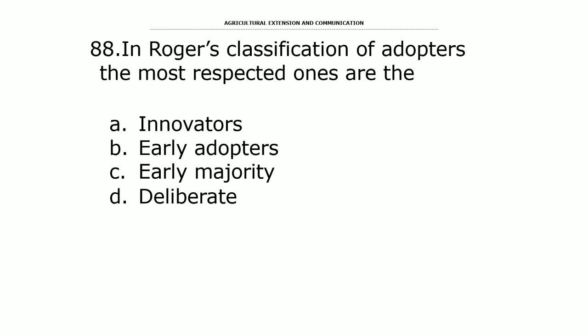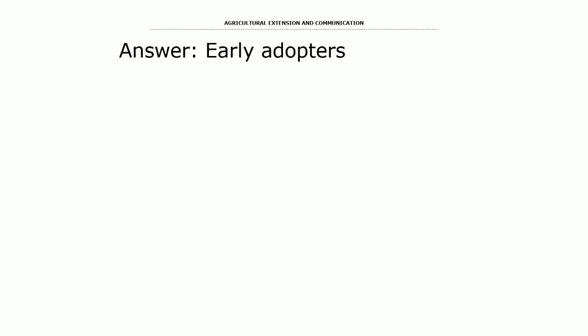Number 88. In Rogers' classification of adopters, the most respected ones are the A. Innovators, B. Early adopters, C. Early majority, or D. Deliberate. The answer is early adopters.